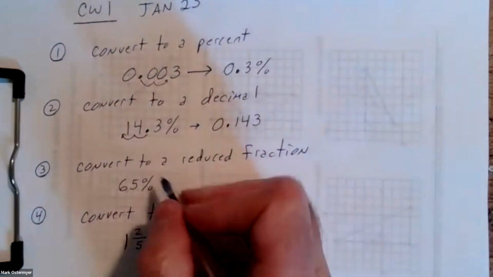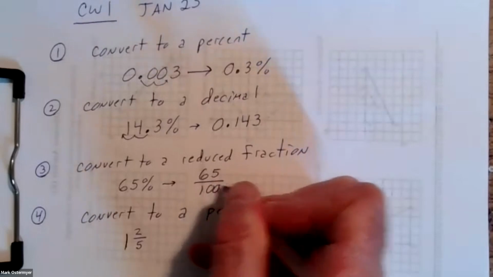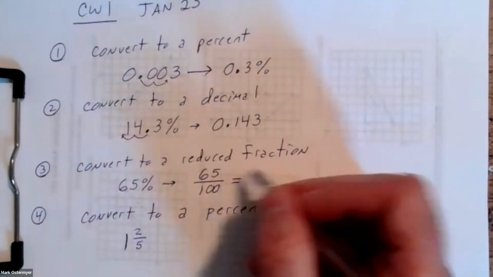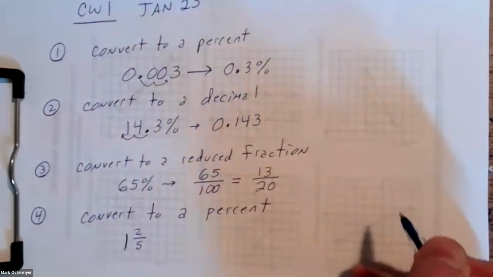65% as a reduced fraction. We put 65 over what, 100? And then we just reduce this fraction down. 5 divides into both numerator and denominator, takes it down to 13 over what, 20? 20, yeah. 13/20.